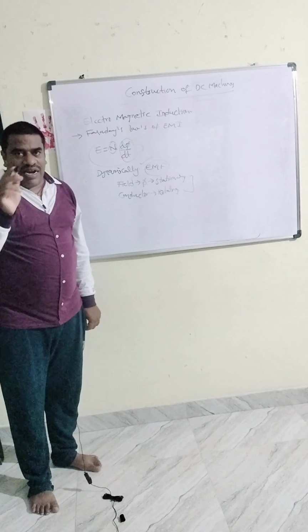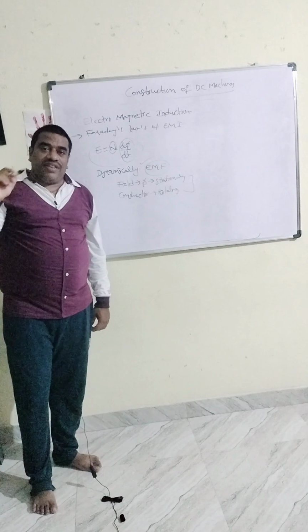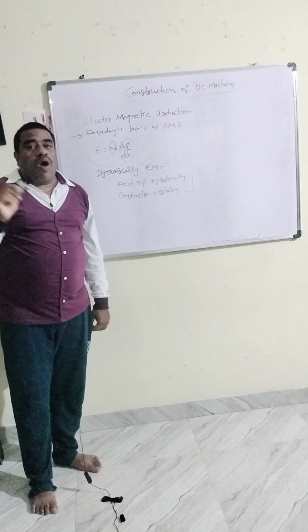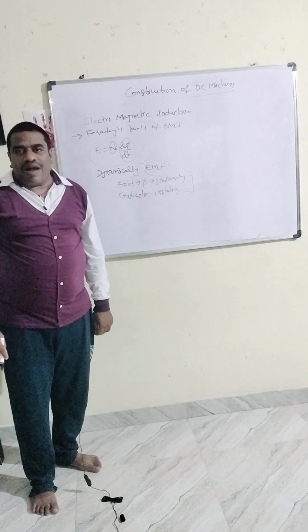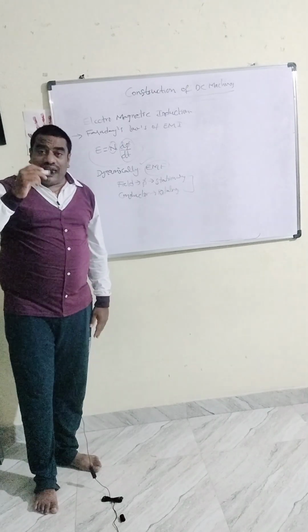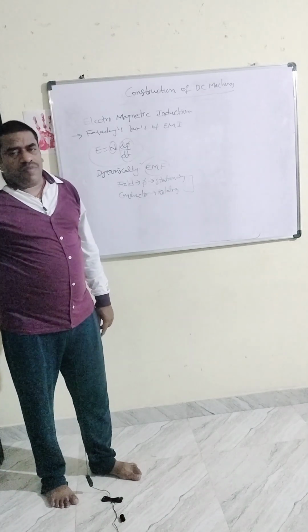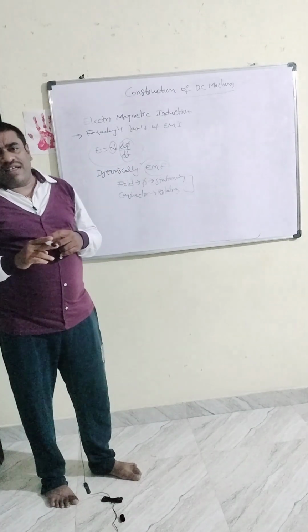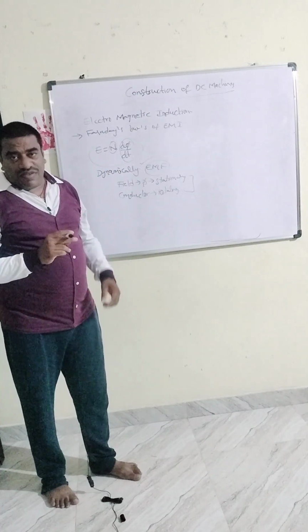And the nature of the EMF induced here is alternating. That is why, in the construction of the DC machine, I explained that the EMF induced in the DC generator is alternating in nature. To convert the AC to DC, we use a commutator. The commutator converts AC to DC, but the EMF induced here is alternating in nature. How can we say that it is alternating in nature? We have to discuss that now.